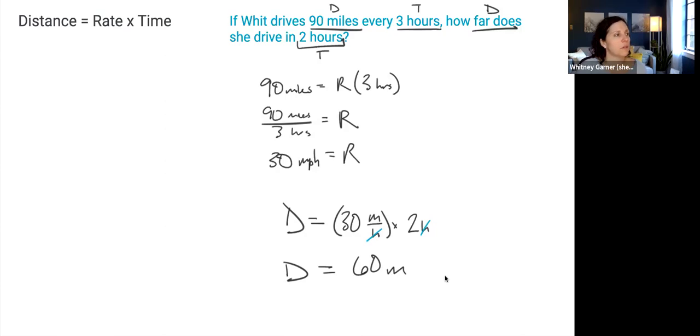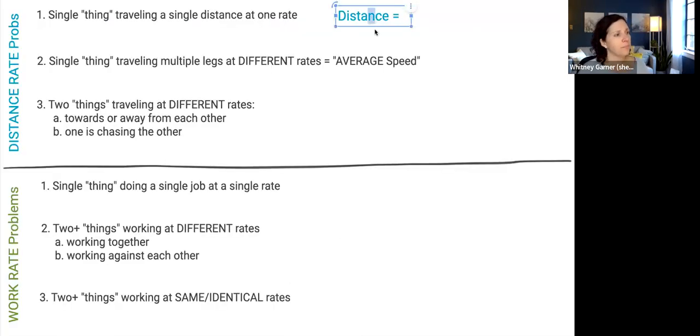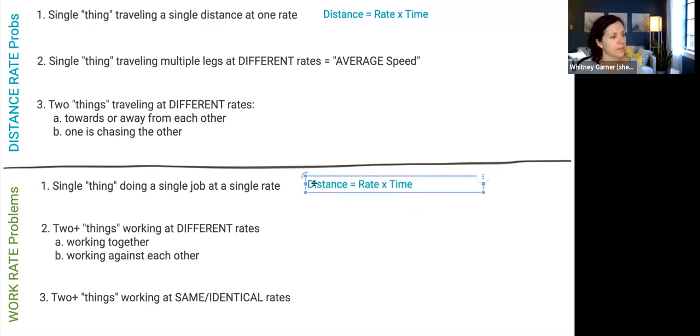I think for most folks, the most fundamental or basic relationship of distance equals rate times time, or alternatively, work equals rate times time, is pretty straightforward. Now, they can make the questions look a little crazy. They can make them look a little wonky, but generally speaking, they're pretty straightforward. Fairly straightforward. So let's try one, right?